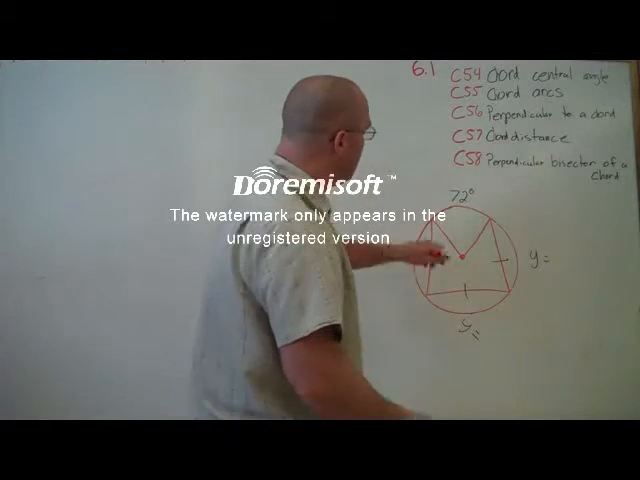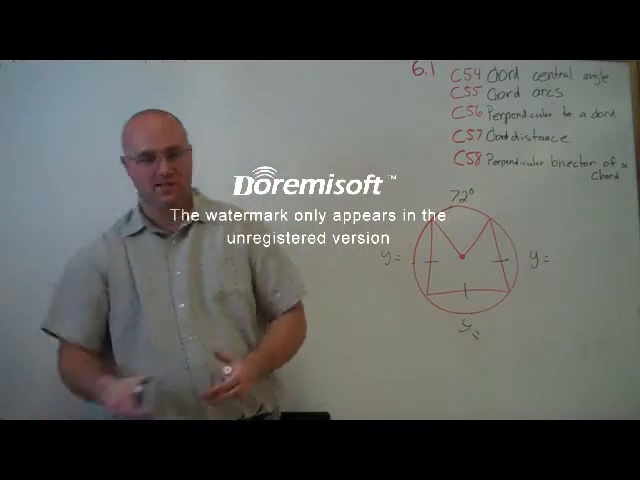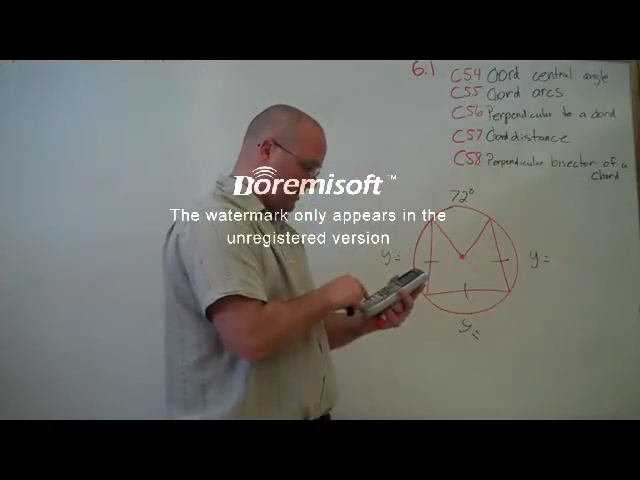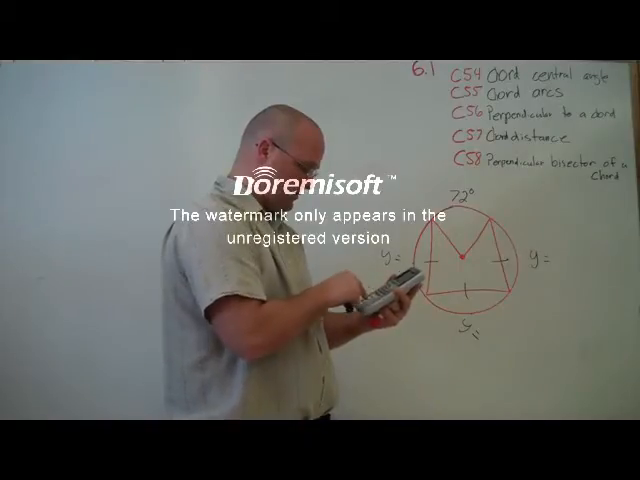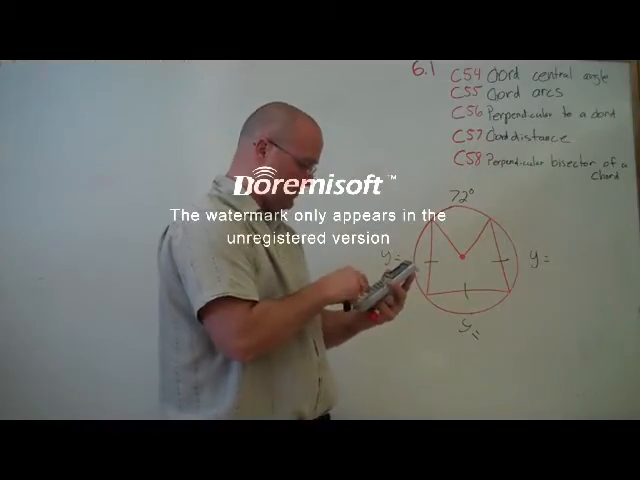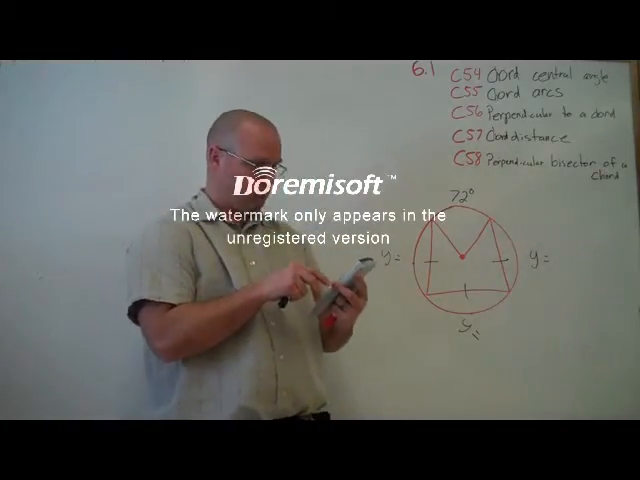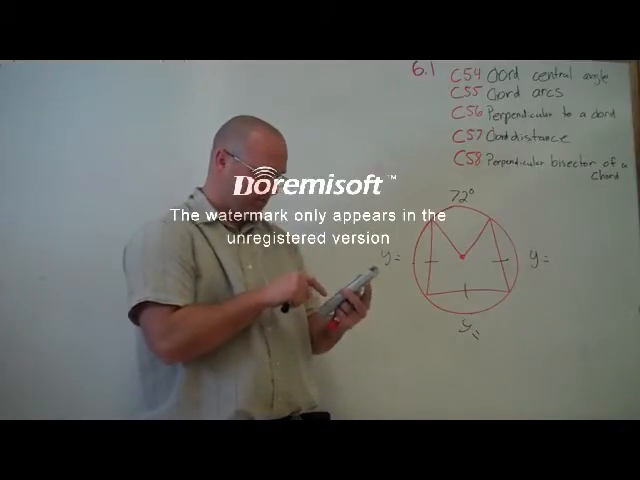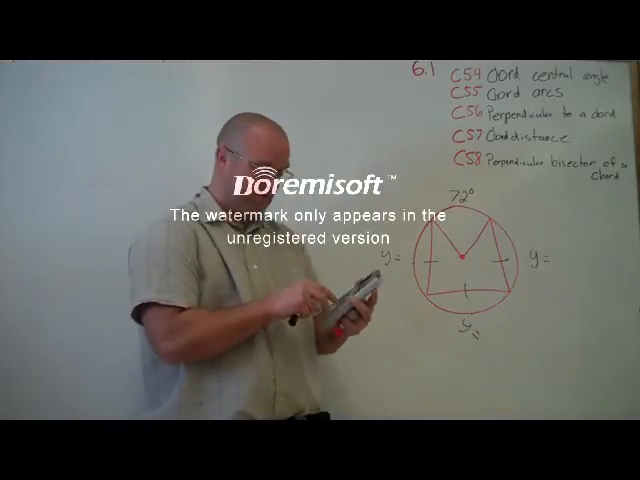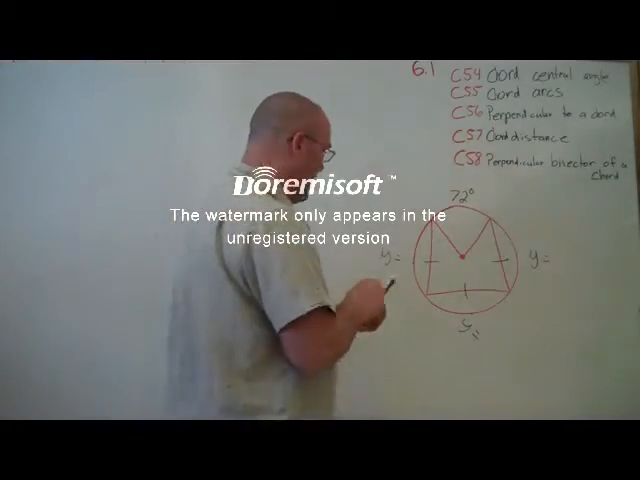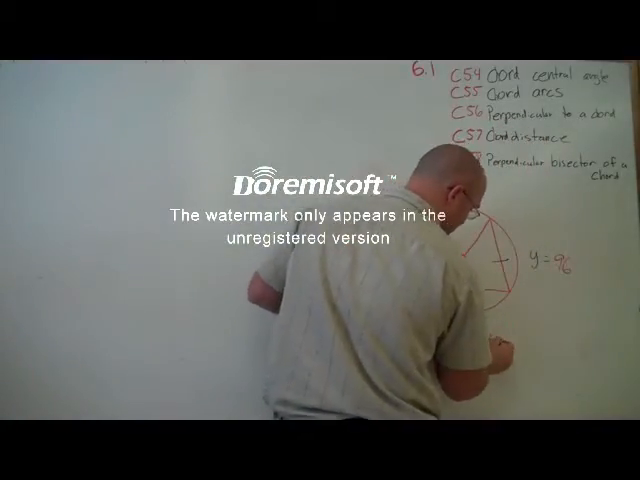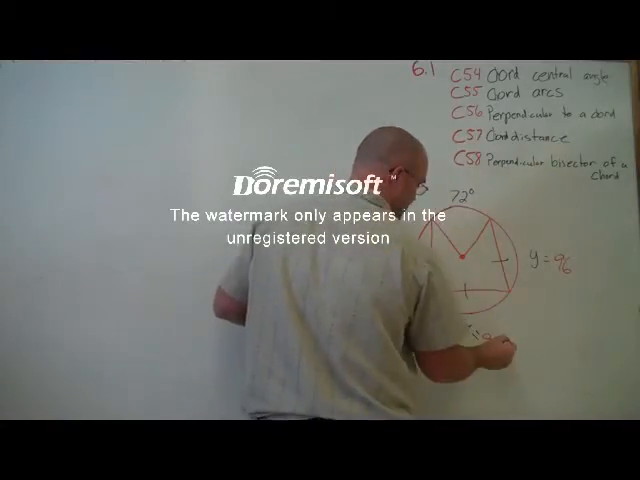So all we have to do is subtract 72 from 360. 360 minus 72 and divide it by 3. Alright, that's where I made my mistake. 360 minus 72 divided by 3 is 96. That looks better. So now, this equals 96, this equals 96, and this equals 96.